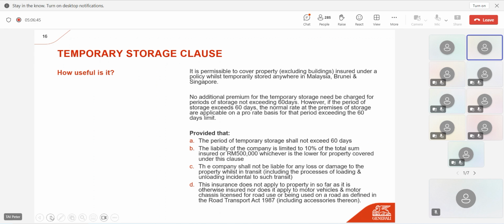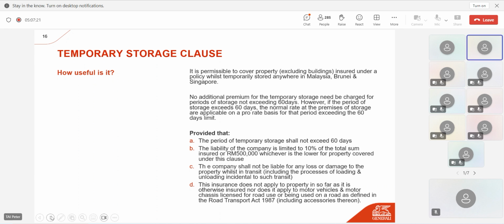This insurance does not apply to property insofar as it is otherwise insured, nor does it apply to motor vehicles, motor chassis, or licensed road users. In other words, anything that can be used on the road is not applicable. So if you have a car, you can temporarily store it somewhere, but if anything goes wrong with your car, you must claim it under the motor insurance and not this fire insurance. All right, so that is what it means.